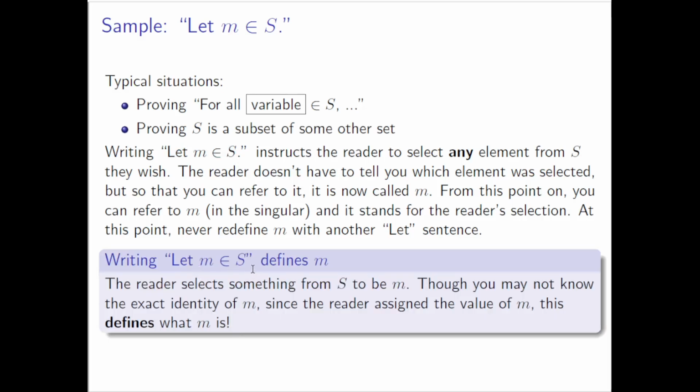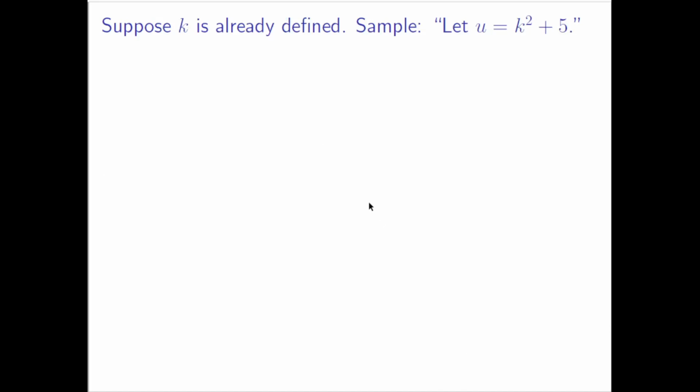Writing "let m in S" defines m. The reader selects something from S to be m, and though you might not know exactly the identity of what this m is, you just know it's in S, the reader did assign the value of m. So this sentence really ends up defining m. Even though it doesn't feel like you defined anything, because you don't know what it is, it defined m. So "let m in S" defines m.